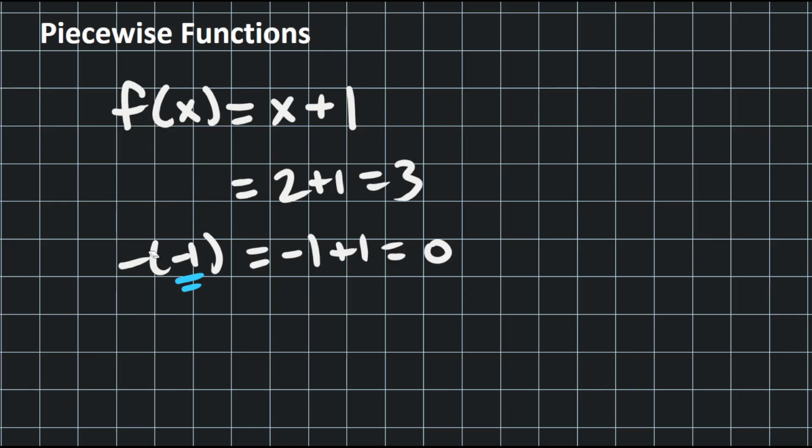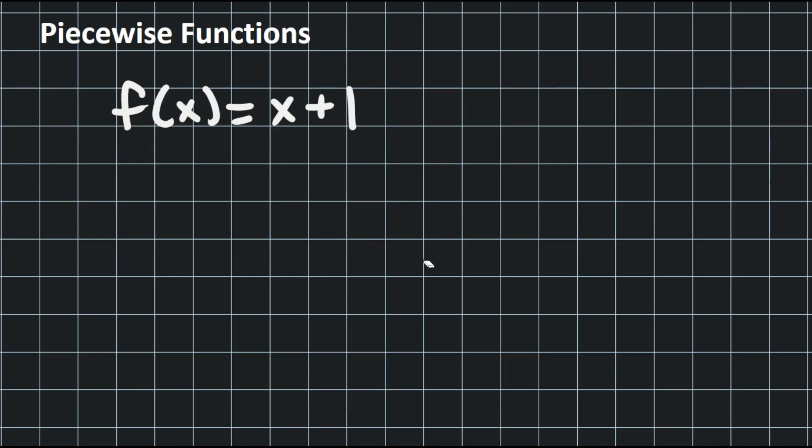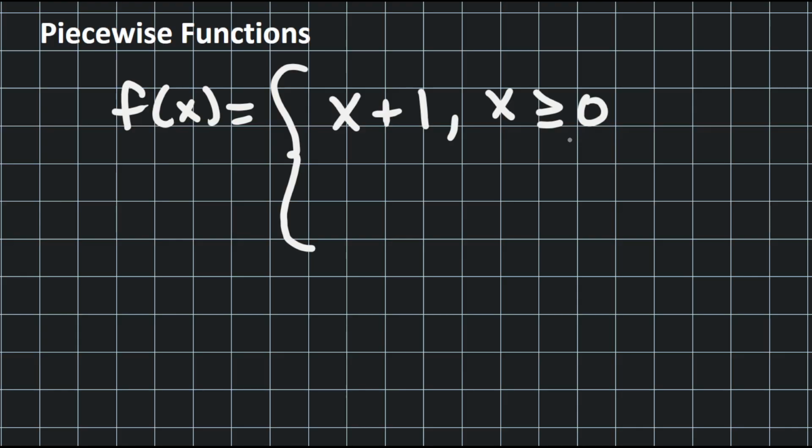Now, how a piecewise function works is the formula actually changes depending on what our input number is. So let's write down an example of a piecewise function. We'll have f of x equals, and we'll open up the curly brackets. So it will equal x plus 1 only if x is greater than or equal to 0. And then it will equal x minus 1 only if x is less than 0.